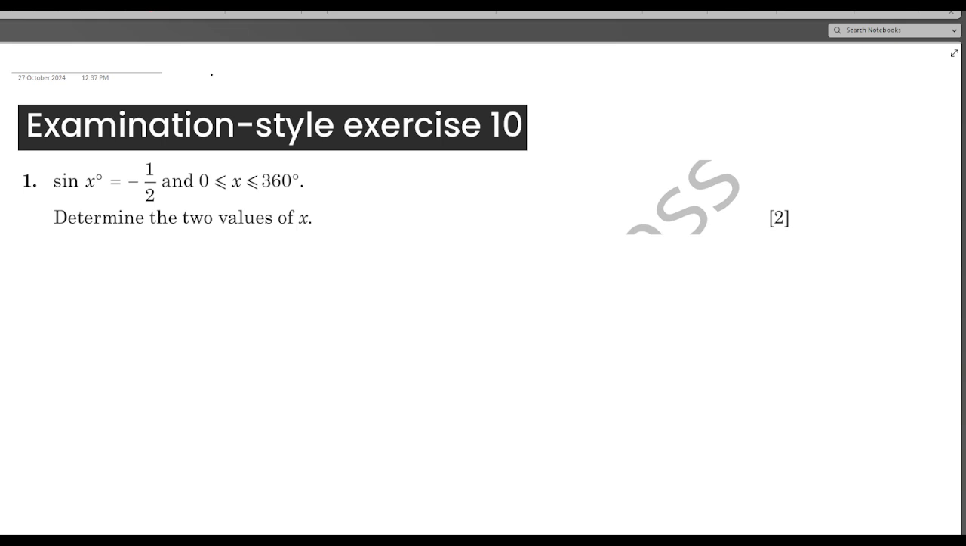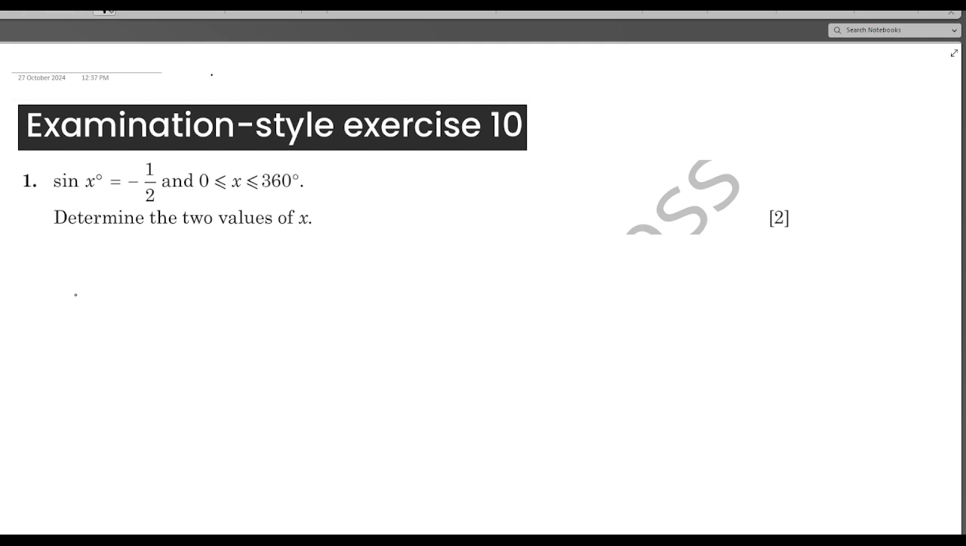Hello everyone. Let us do examination style exercise 10. This exercise is based on your Trigonometry 2, chapter number 10. Now let us discuss the first question. Sin x is given as minus 1 by 2 and x is between 0 and 360 degrees. We have to determine the two values of x.